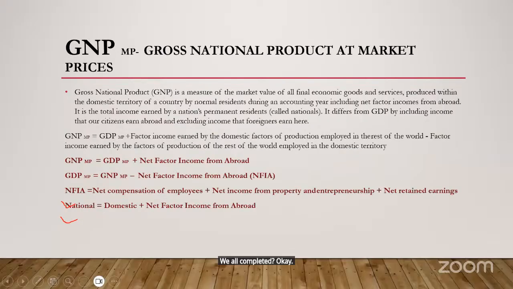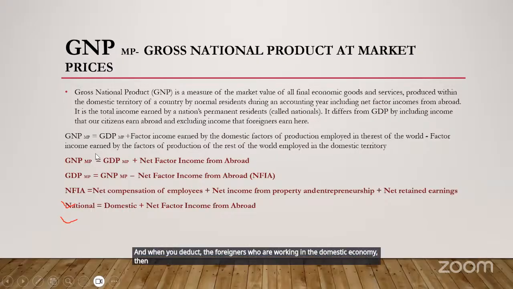Now we will move on to GNP MP, gross national product at market price. I told you in the beginning of the class that when you add factor income from abroad, and deduct the foreigners who are working in the domestic economy, then you get the national. That's how you convert from domestic to national, right?